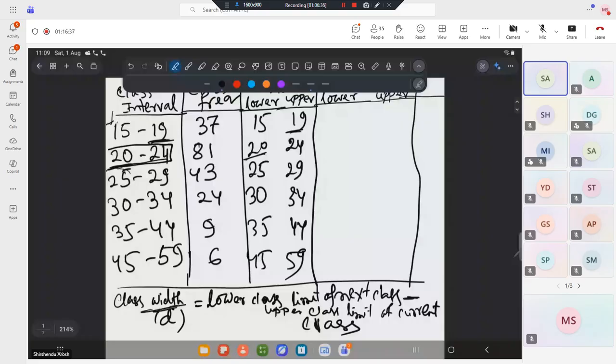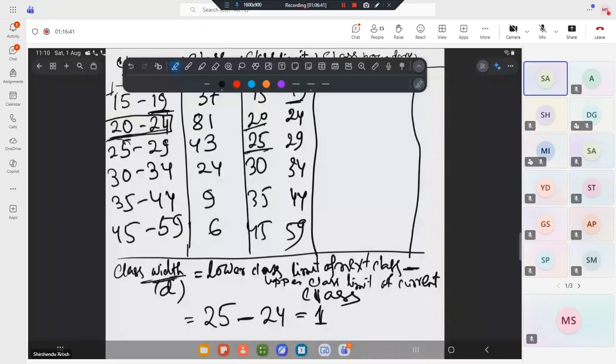It can be anything. It is not a hard and fast rule that it has to be 1. It can be 0.5, 0.005, or 0.01. I'll show a few examples where some weird numbers come. So this is the class width. Now I'll give half of this number to the current class and half to the next class.